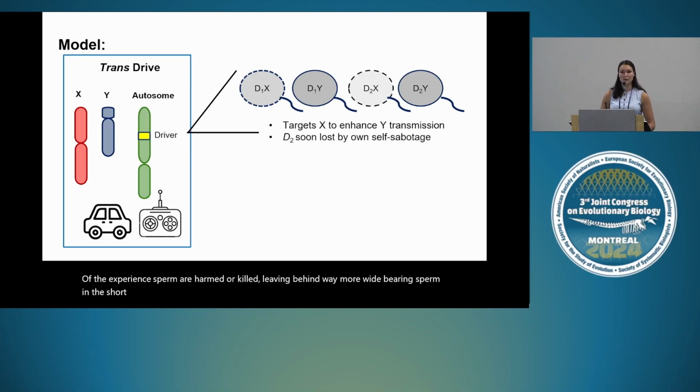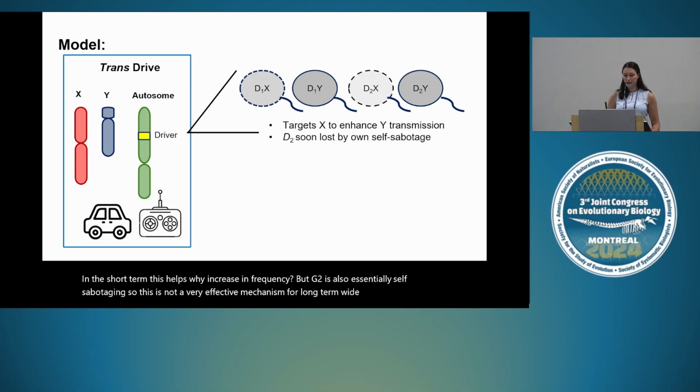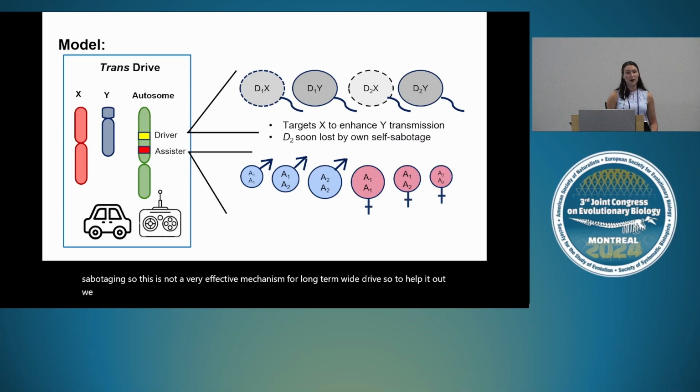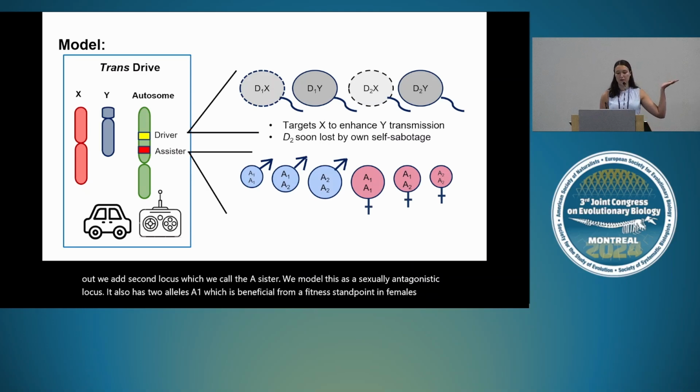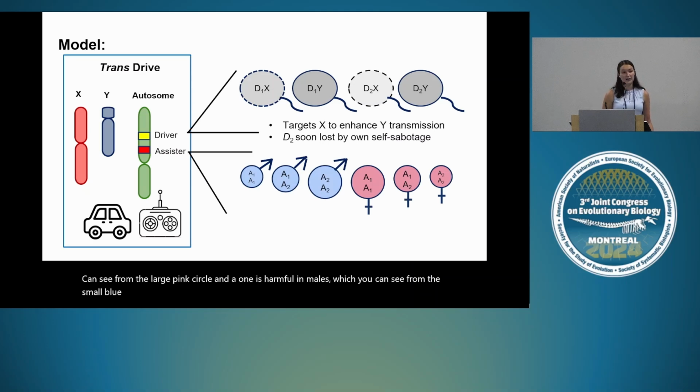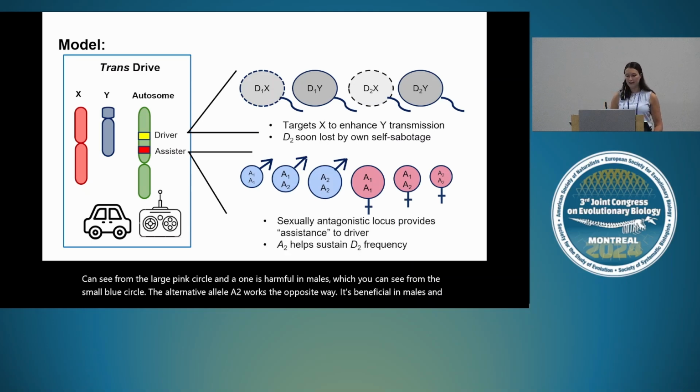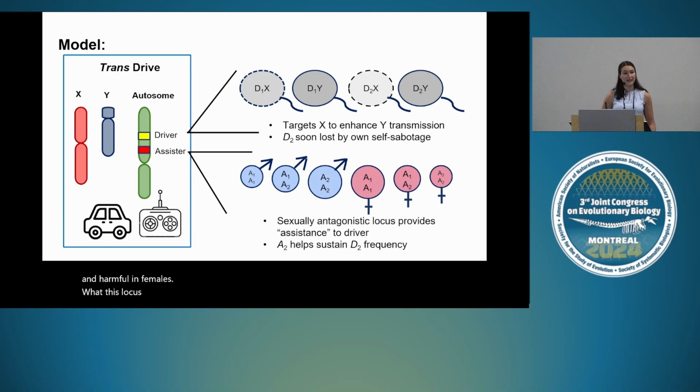In the short term, this helps the Y increase in frequency, but D2 is also essentially self-sabotaging, so this is not a very effective mechanism for long-term Y drive. So to help it out, we add a second locus, which we call the assister. We model this as a sexually antagonistic locus. It also has two alleles. A1, which is beneficial from a fitness standpoint in females, which you can see from the large pink circle, and A1 is harmful in males, which you can see from the small blue circle. The alternative allele A2 works the opposite way. It's beneficial in males and harmful in females. What this locus does is it helps sustain D2's frequency in order to enable remote control Y drive.